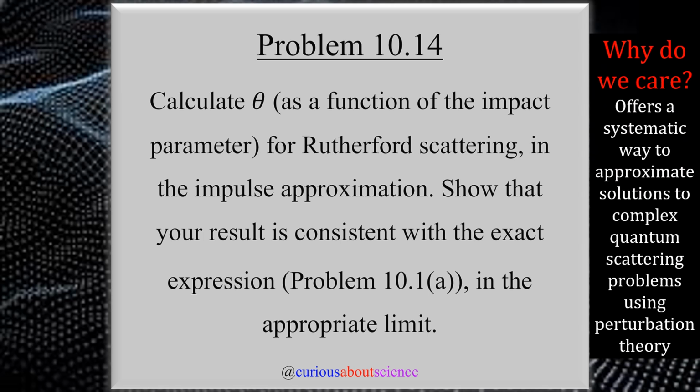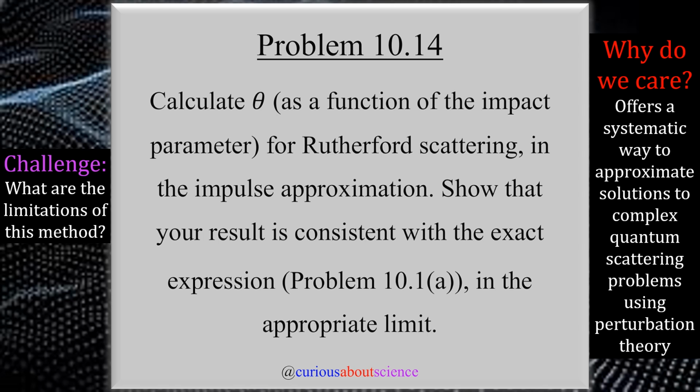Well, as we kind of saw briefly in the diagram, it offers a systematic way to approximate solutions to complex quantum scattering problems using perturbation theory. But like with every other approximation method, we're going to have difficulties at some point. So the challenge for you is, what are the limitations of this method? We saw in things like the WKB, the kind of restrictions we had, the variational principle, the restrictions we had, and of course perturbation theory, where the perturbation needed to be small relative to everything else. So although we have easy access to these methods, what is the limitation of this method?